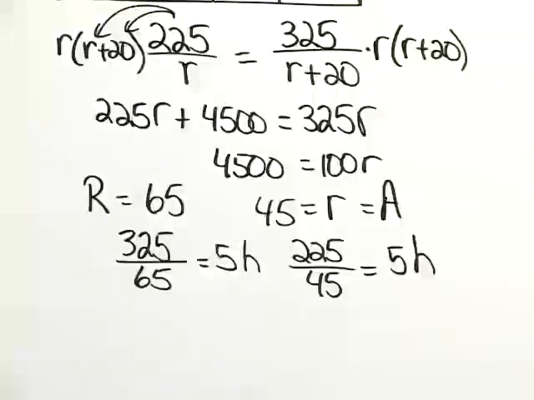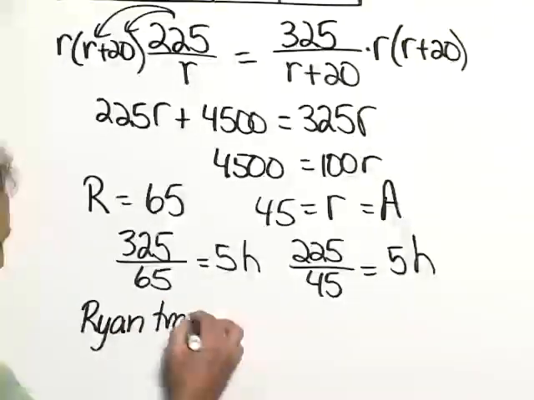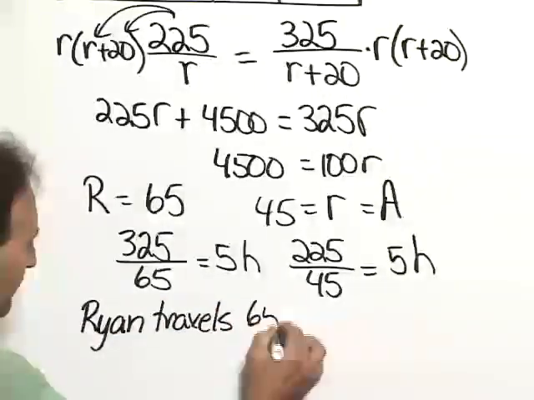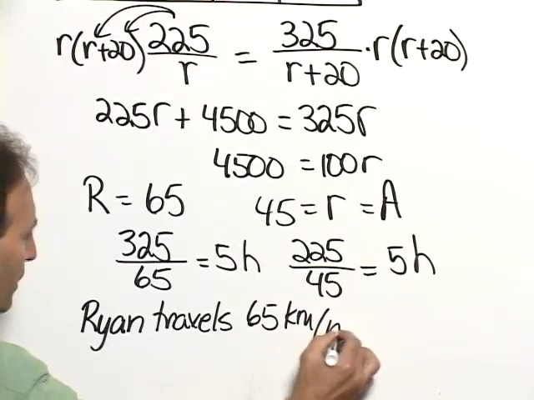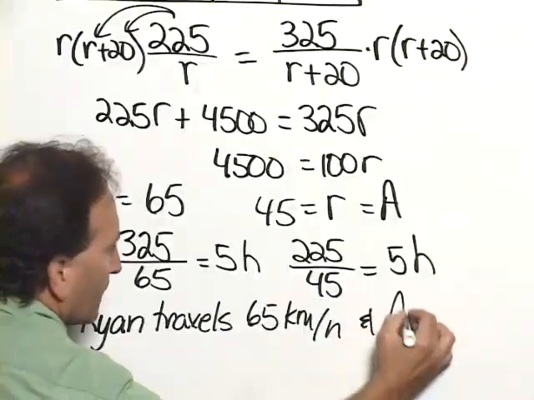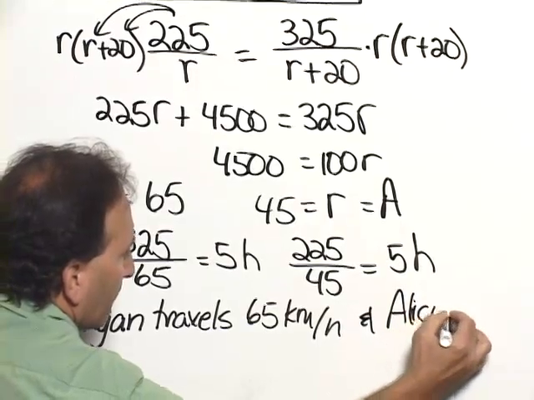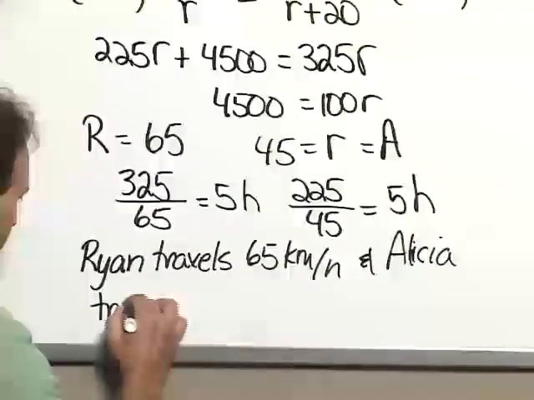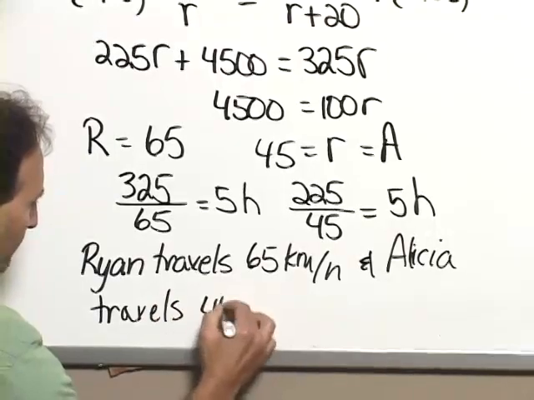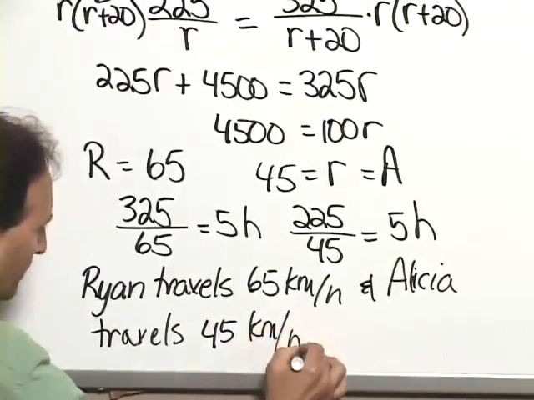So the times are the same, which is what we were told in the problem, and so we know that this checks. So the fifth step of the process is to state the answer. So what we would say is that Ryan travels 65 kilometers per hour and Alicia travels 45 kilometers per hour.